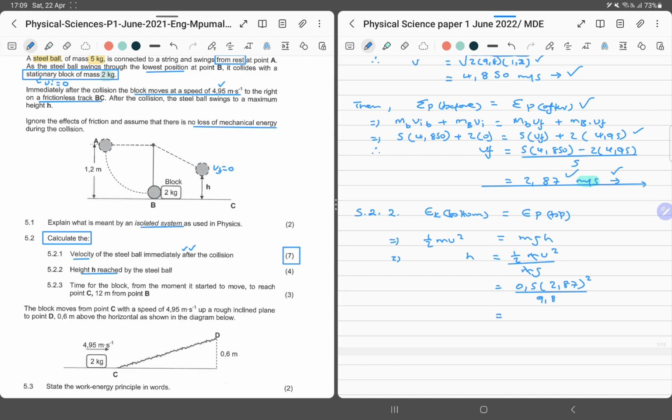So we've got here 0.5 into 2.87 squared divided by 9.8. So I'm getting 0.42 meters. All right, so that is it. So sometimes you just think about what you need to do and you just do what you have to do. Isn't it great? It is definitely great.